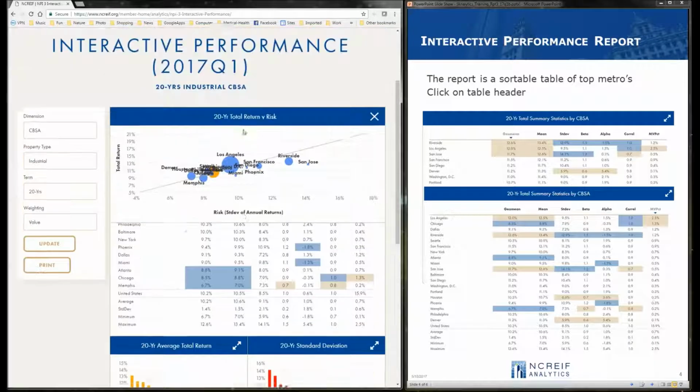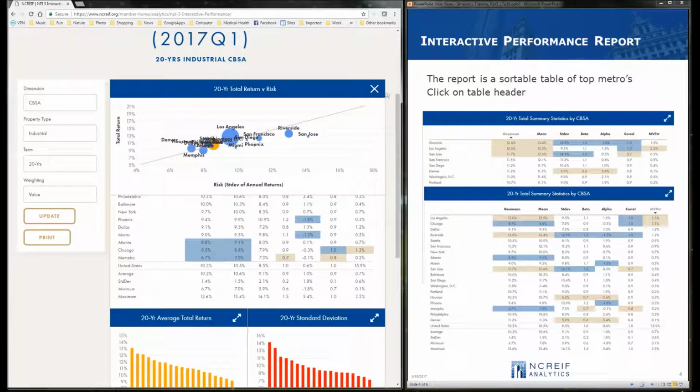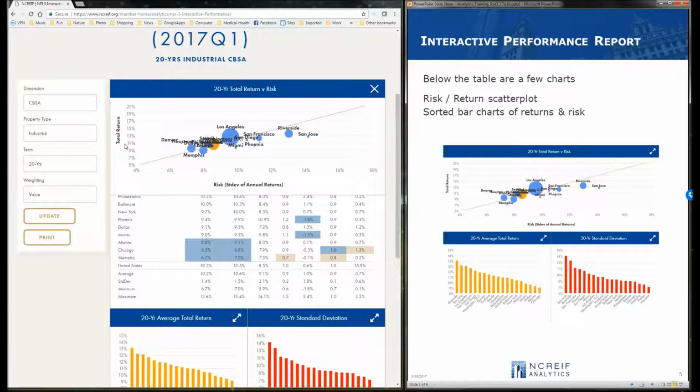The risk, or specifically the standard deviation of annual returns, is plotted on the x-axis. The annual average total return is plotted on the y-axis. The size of each of the blue dots show their relative size of the metro within the NPI. The line represents the capital markets line, which is where beta equals 1. Where it intersects 0 is the risk-free rate, or the 3-month treasury. Dots to the lower right have negative alpha, and dots to the upper left have positive alpha. Here you can see Riverside and San Jose's higher risk characteristics visually.